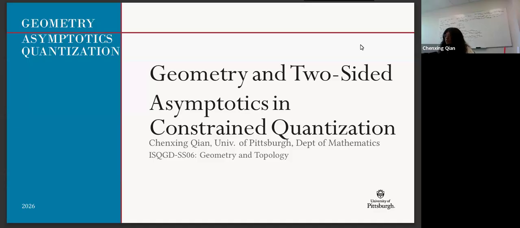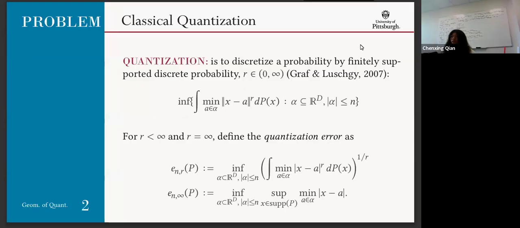So today I'm going to speak about the geometry behind constraint quantization and a two-sided asymptotics formula that I developed from it. The talk has two parts. The first is about the setup and upper asymptotics from the projection geometry. Secondly, I will explain a geometric condition under which a lower bound estimate can also be built up.